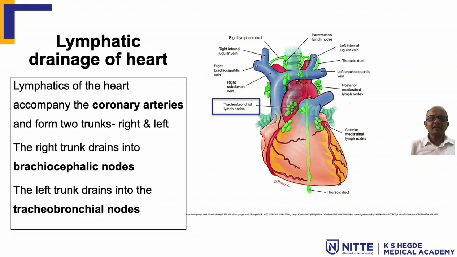You must be aware by now how the lymphatics from the brachiocephalic and tracheobronchial nodes eventually drain into the right lymphatic and the thoracic duct.